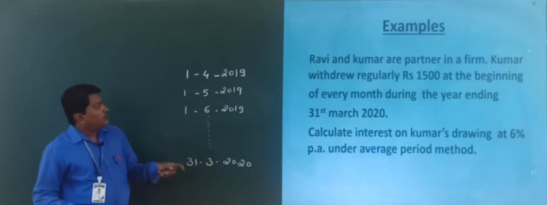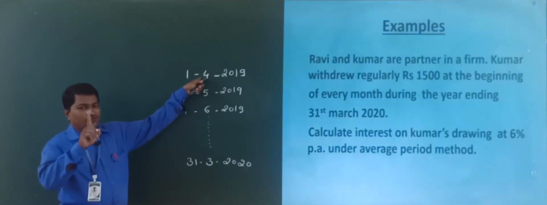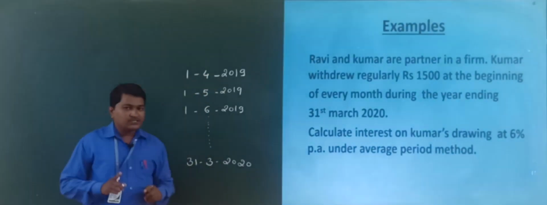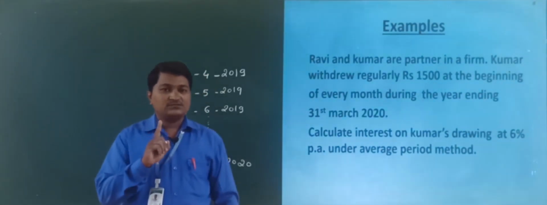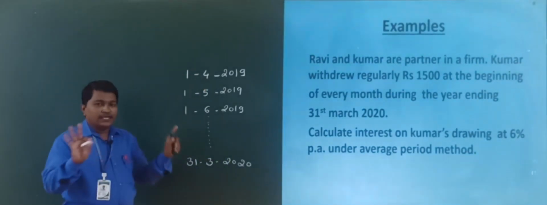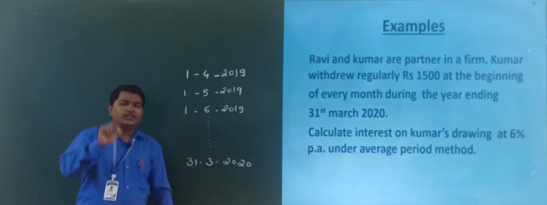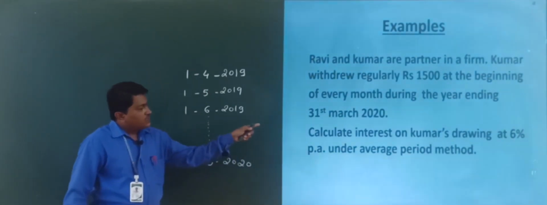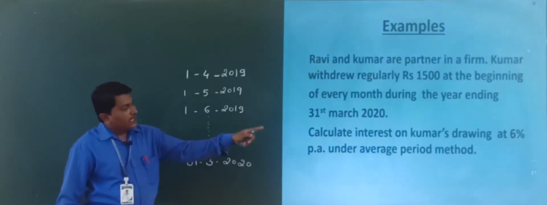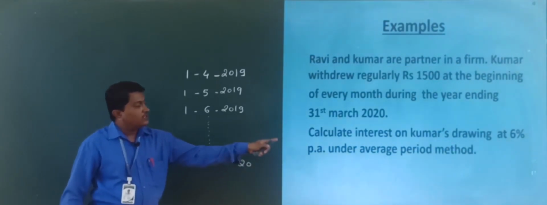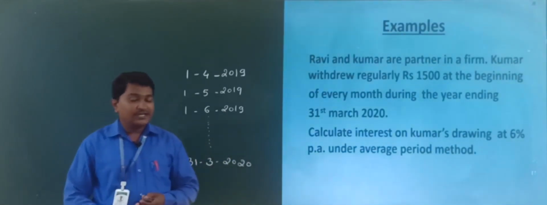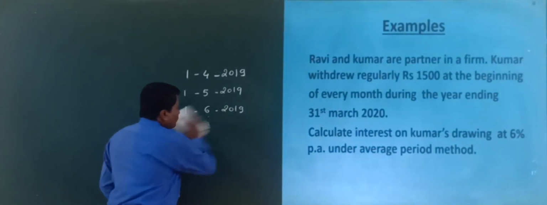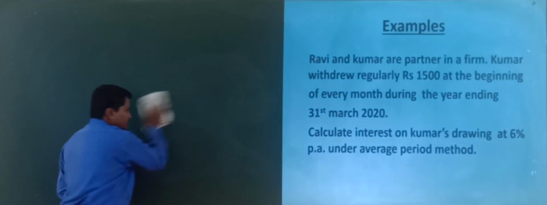Right? So here, when he started to withdraw on 1/4 and up to 31st March, means 1/4 to 31st March, how many months? Yes, it is 12 months. Means he withdrew the full year, rupees 1500, right? So their question is, calculate interest on Kumar's drawing at 6% per annum under the average period method. They asked to calculate interest on drawing under which method? Yes, average period method. So now we go for the calculation.